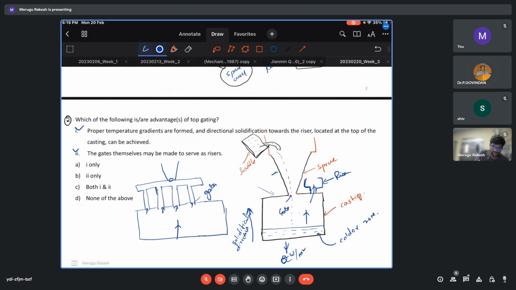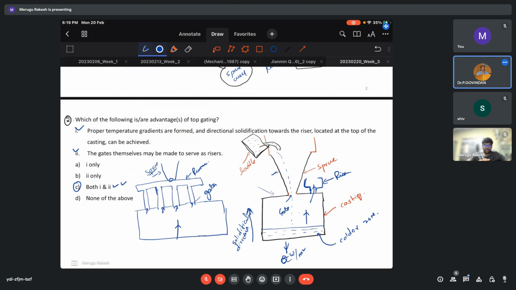Okay. The central common sprue. Okay, that is what the second statement means. So both option A and option B will be the correct option for this case.